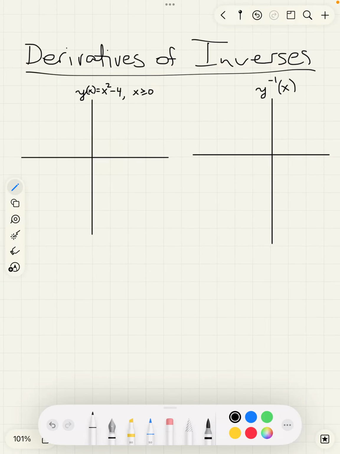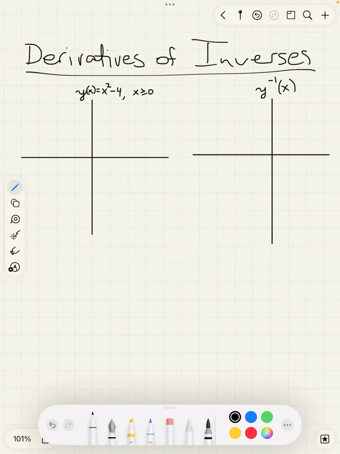All right, everyone. This will be part one of the video for section 3.6, which is about derivatives of inverse functions. Specifically, we talk a lot about inverse trig, but that'll be for part two. In this part, we're going to start off by reviewing a little bit of algebra regarding inverses.